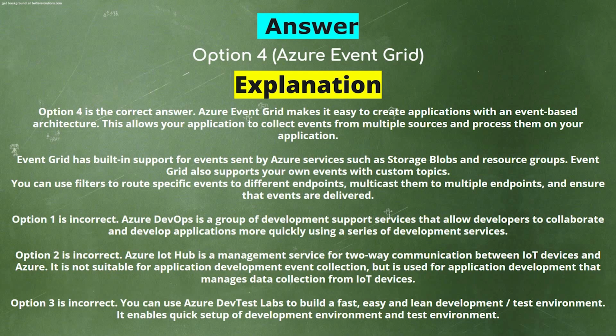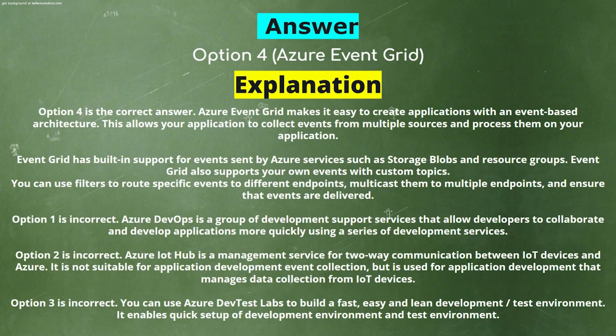Azure Event Grid makes it easy to create applications with an event-based architecture. This allows your application to collect events from multiple sources and process them on your application. Event Grid has built-in support for events sent by Azure services such as storage blobs and resource groups. Event Grid also supports your own events with custom topics. You can use filters to route specific events to different endpoints, multicast them to multiple endpoints, and ensure that events are delivered. Option 1 is incorrect.